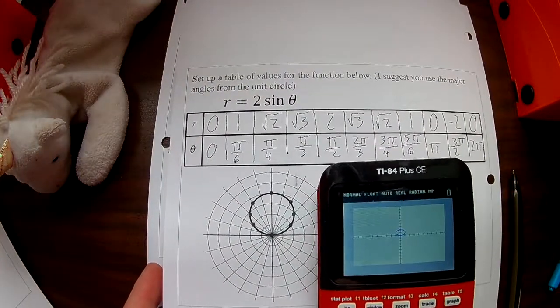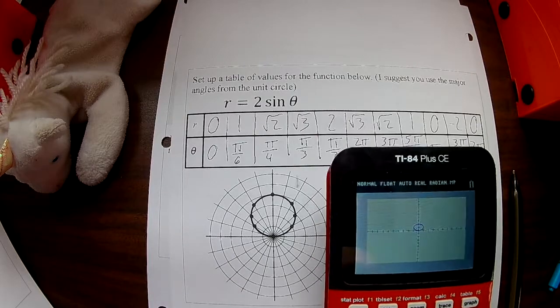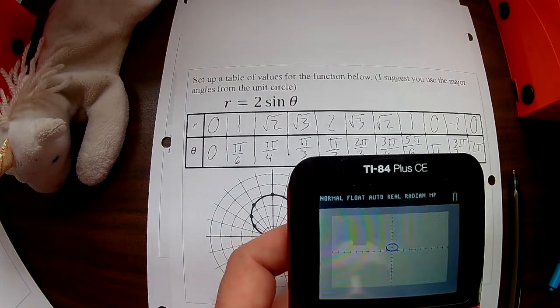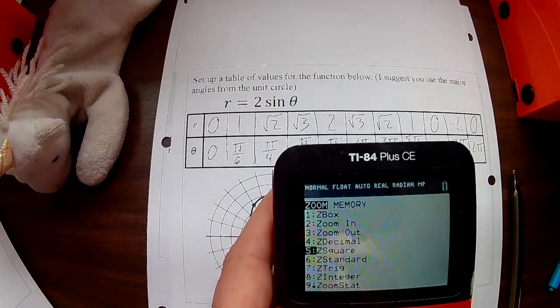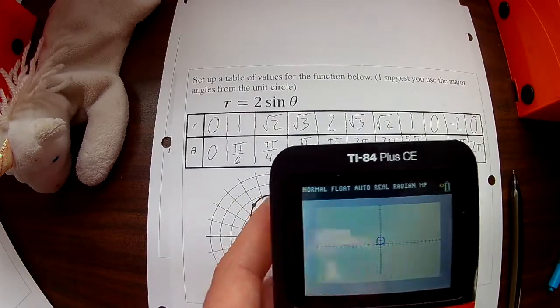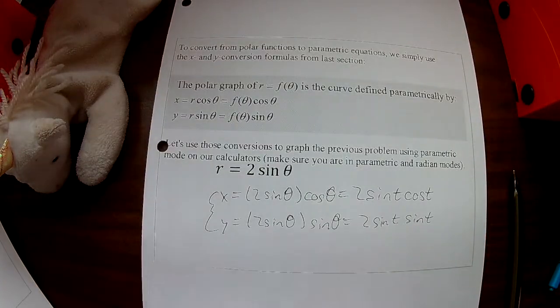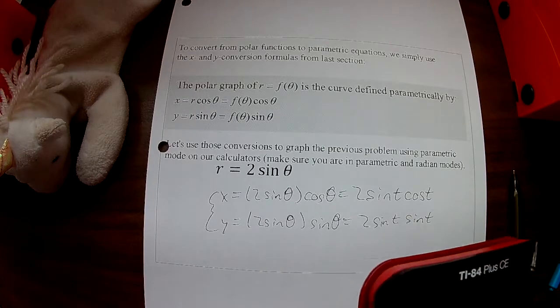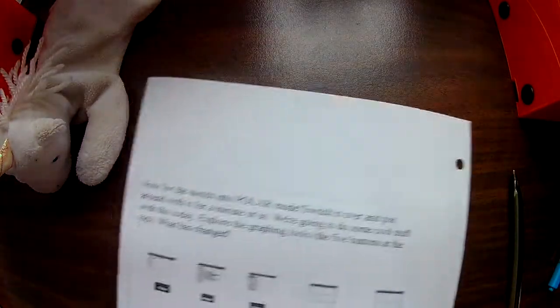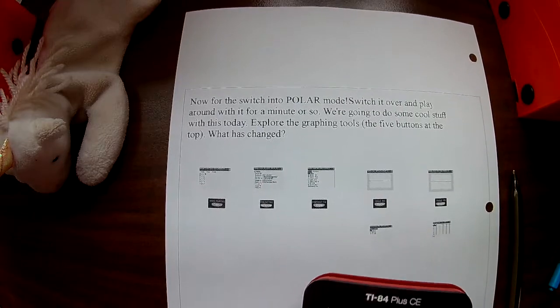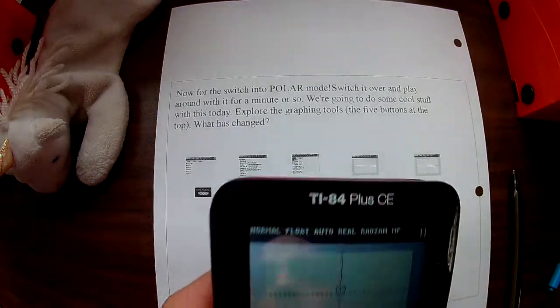Look at that. Looks exactly the same. You might not be happy that it's a little bit football-y instead of circle, so you can just go into zoom and hit square. And you'll see it actually looks perfectly circular. But hey, that's not the easiest way to graph it. The easiest way to graph this is to go into polar mode.